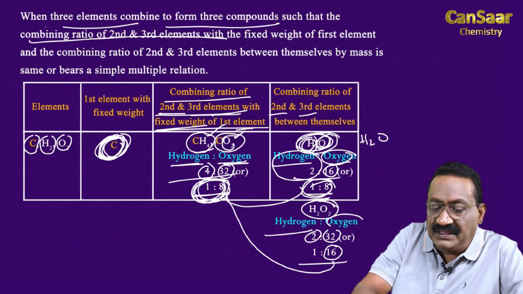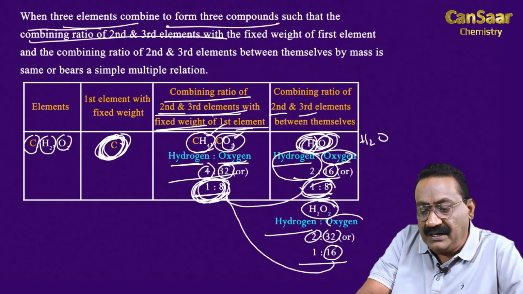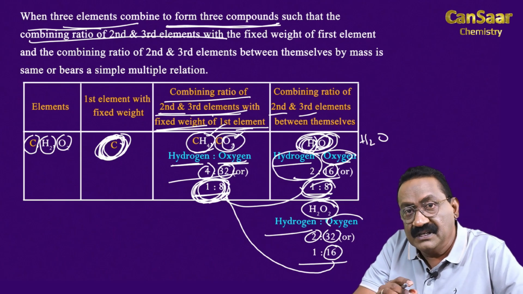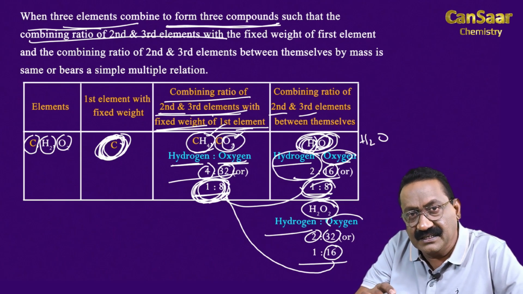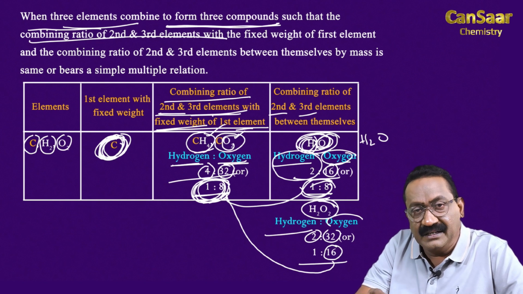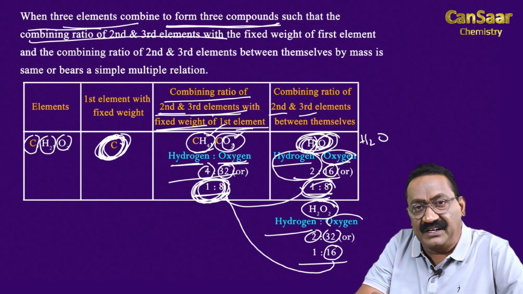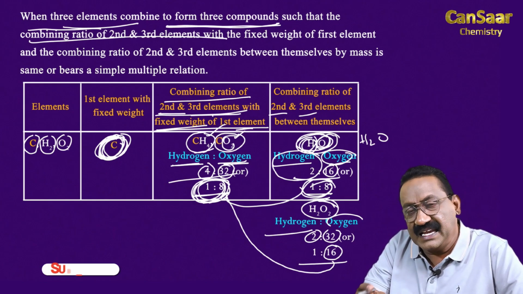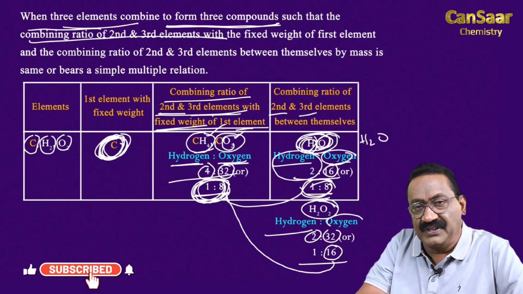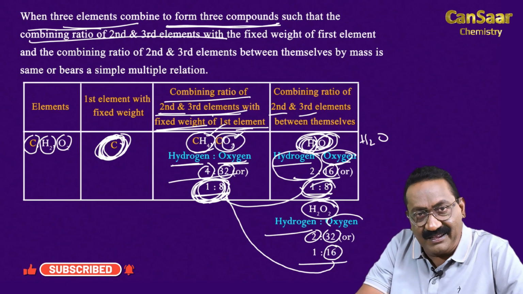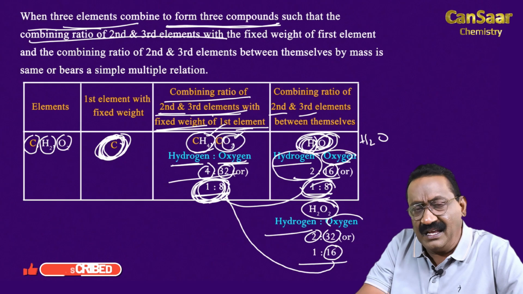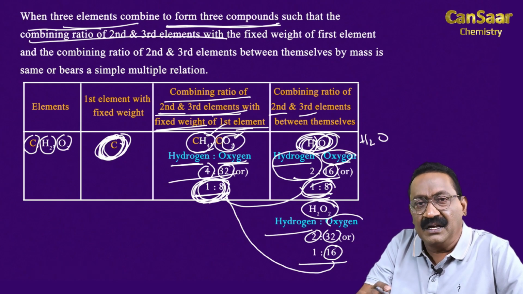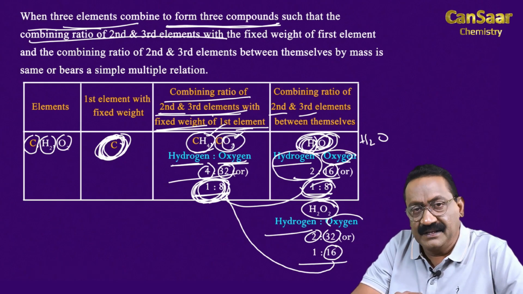It means when three elements combine to form three compounds such that second and third elements combine with a fixed weight of first element, this combining ratio and the combining ratio of second and third elements between themselves is the same or bears a simple multiple relation by mass.